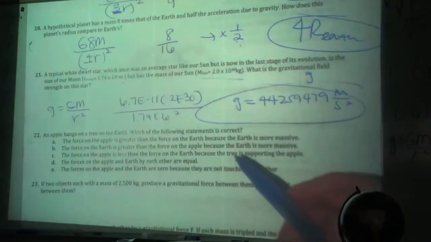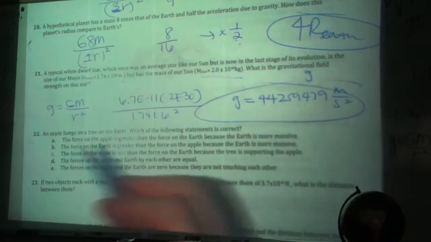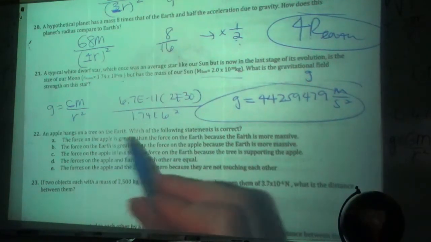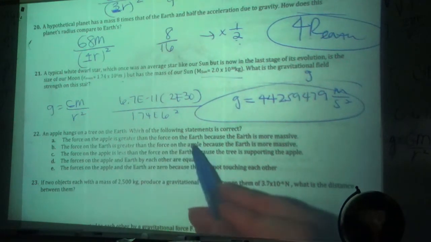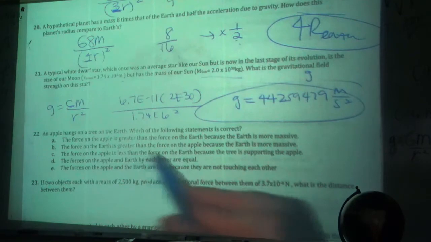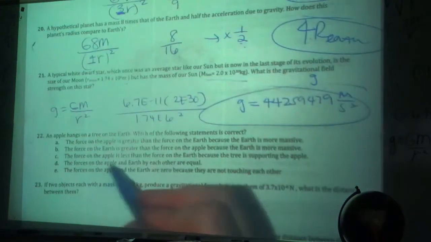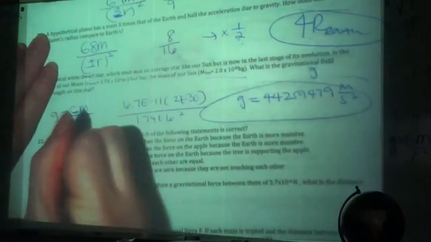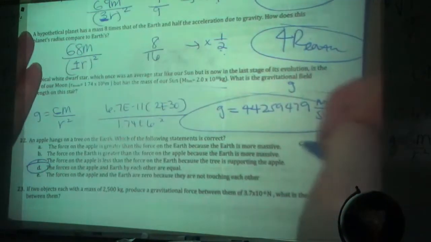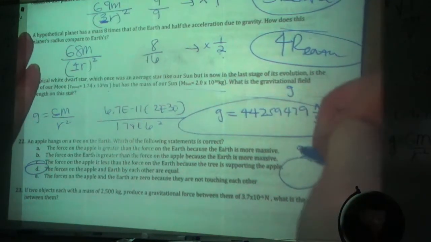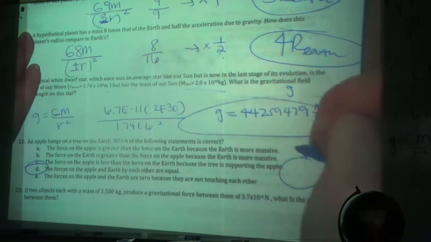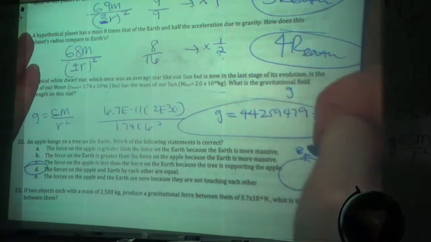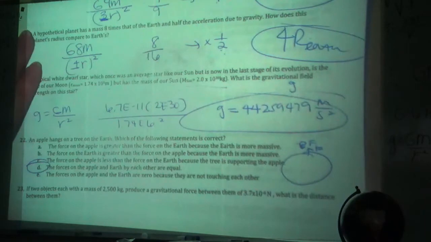An apple hangs on a tree on the Earth. Which of the following statements is true? The force on the apple is greater than the force on the Earth. The force on the Earth is greater than the force on the apple. The force on the apple is less than the force on the Earth. The force on the apple and the Earth are equal to each other is the correct answer. So I have the apple and I have the Earth. I'm asking for the gravitational force between them. It's the same two objects. I'm not changing anything, so it's the same force between them.